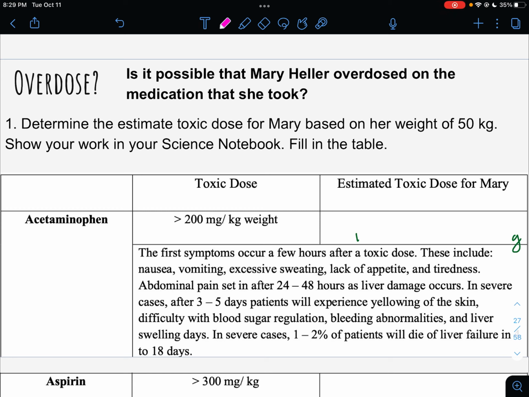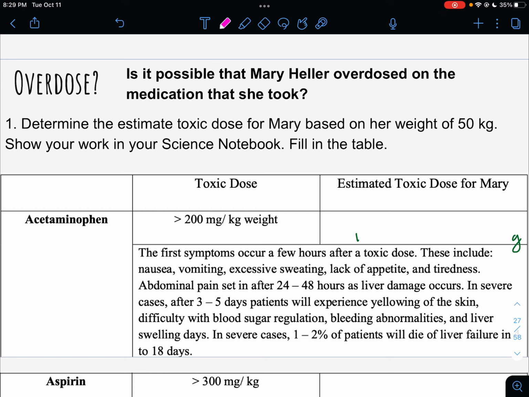So Mary can have 10,000 milligrams, not grams, of acetaminophen before she reaches that toxic level. Now we're going to do the same thing for aspirin, ibuprofen, and naproxen.